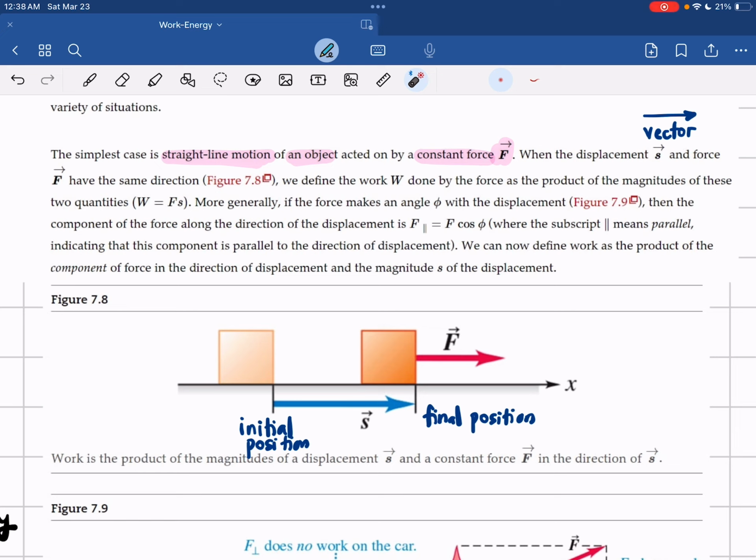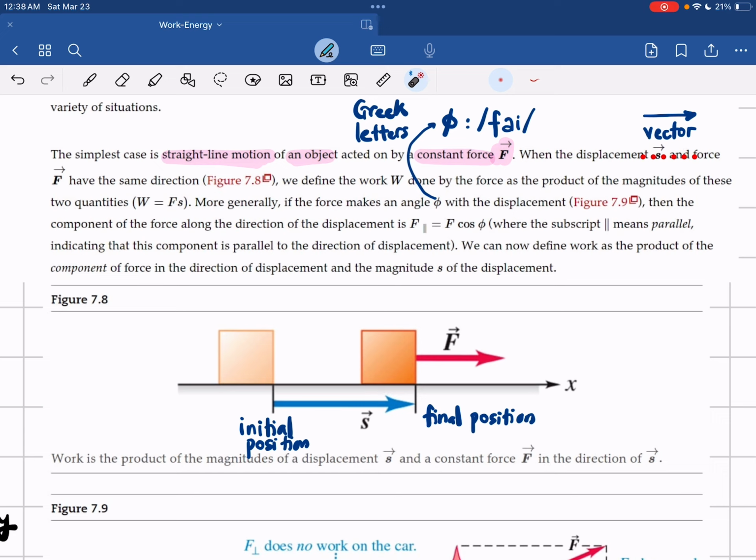More generally, if the force makes an angle phi, this is a Greek letter, let me note it somewhere here. We call it phi. In science we borrow a lot of Greek letters to symbolize quantities, just to make the math shorter. Instead of writing out the whole word angle, they use a Greek letter, so we can distinguish it from the normal letters, I guess.